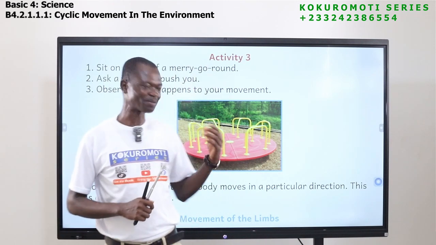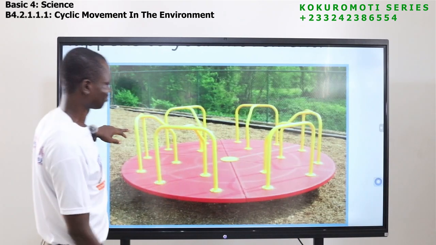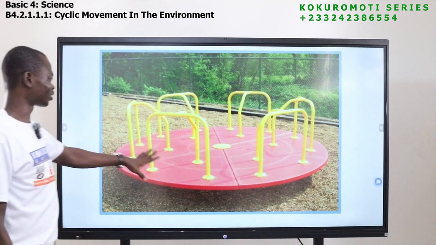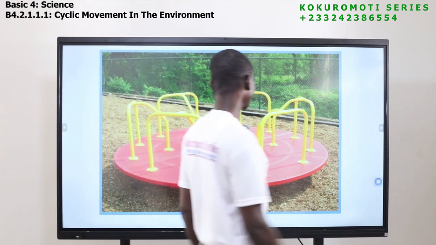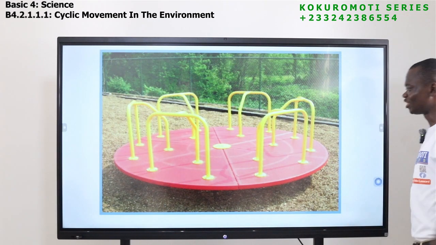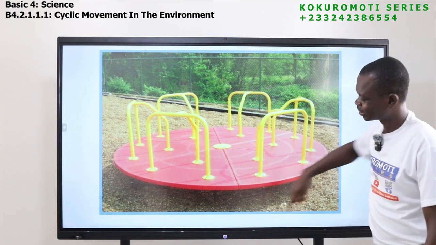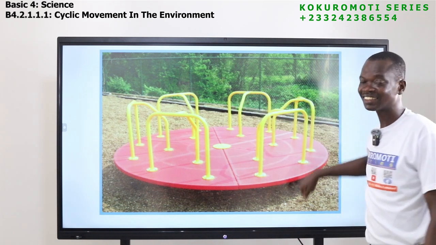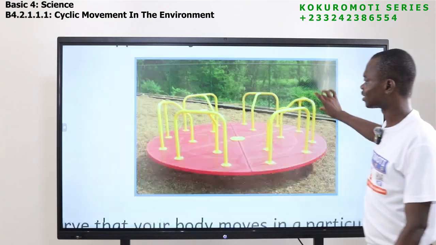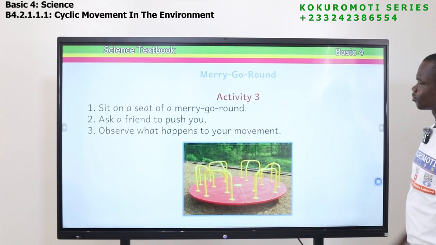Merry-go-round. Do you remember this? Have you seen one before? Do you have one in your school? So if you sit on it, what happens? Why do you even sit on it in the first place? So you sit on it, somebody will push, and then you see it will be going round like this, in the same direction, the same manner. So that is one of the things that happen in cyclic form.